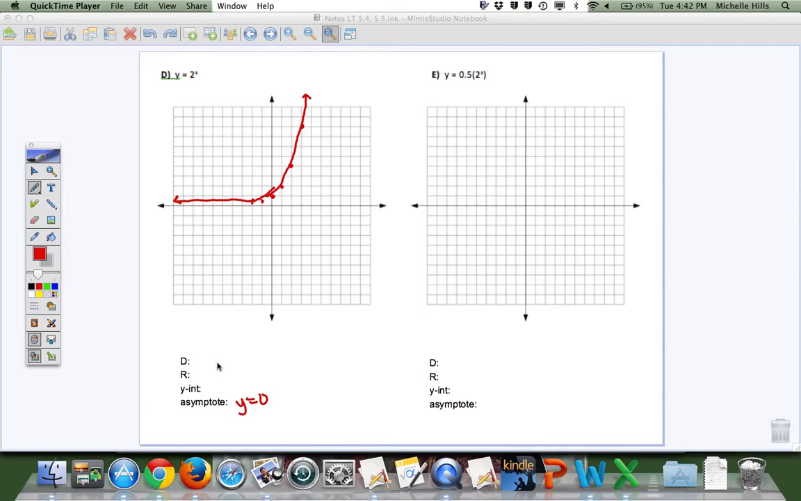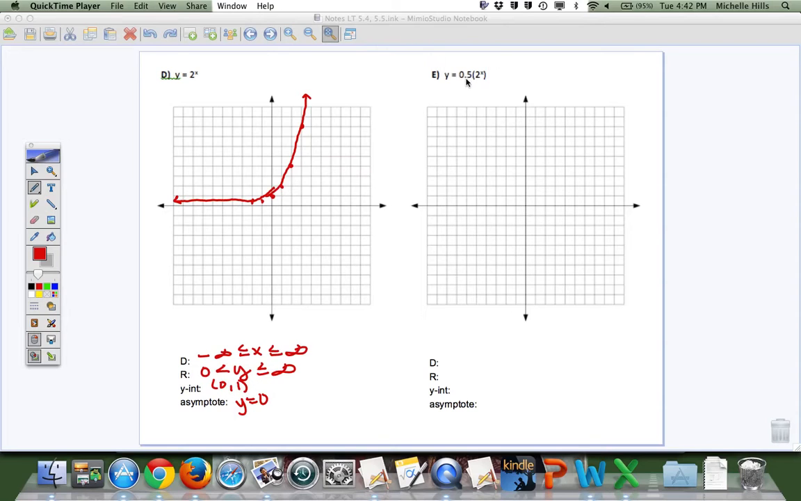So my domain in this case is going to go from negative infinity to positive infinity. Again, my variable is x because I'm talking about the values of x. My range is the values of y. It's never going to actually reach 0. Y equals 0 is an asymptote. So 0 is less than y, which is less than or equal to positive infinity. My y-intercept in this case is at the point (0, 1).